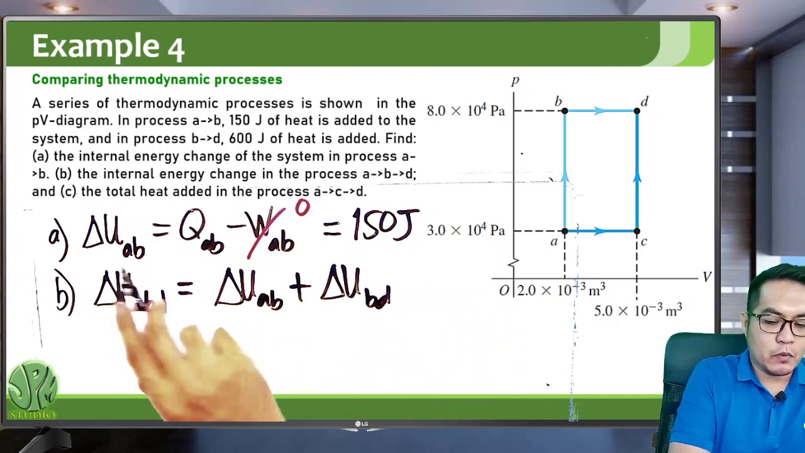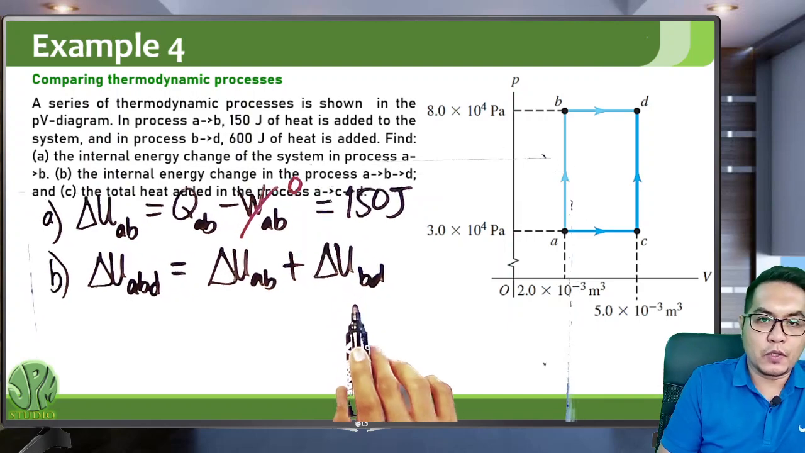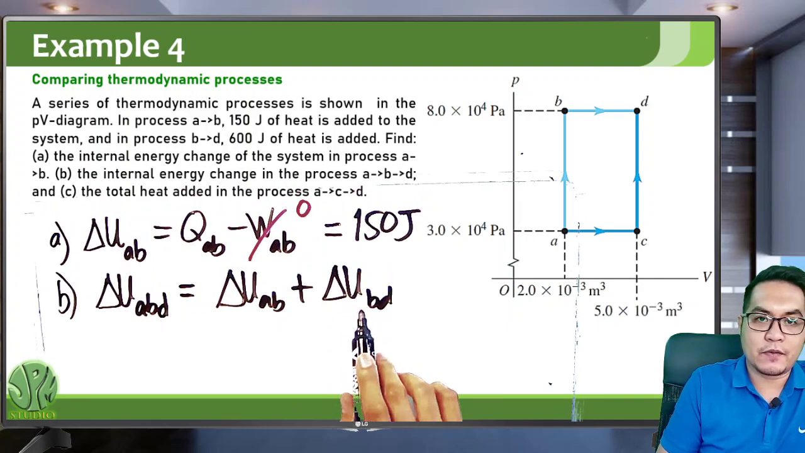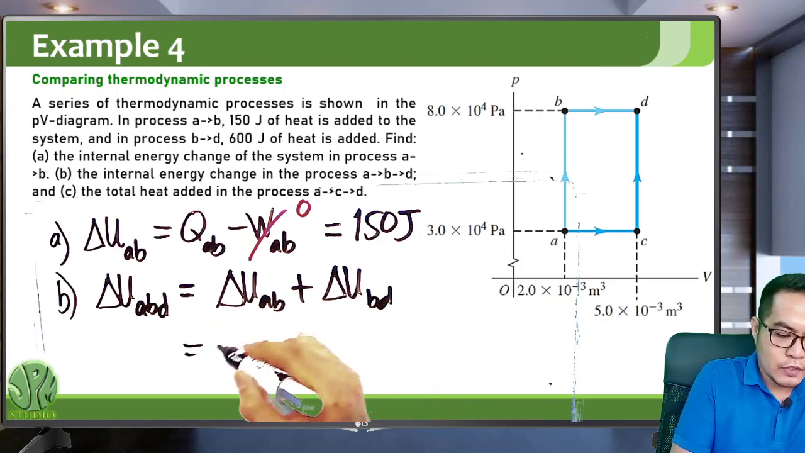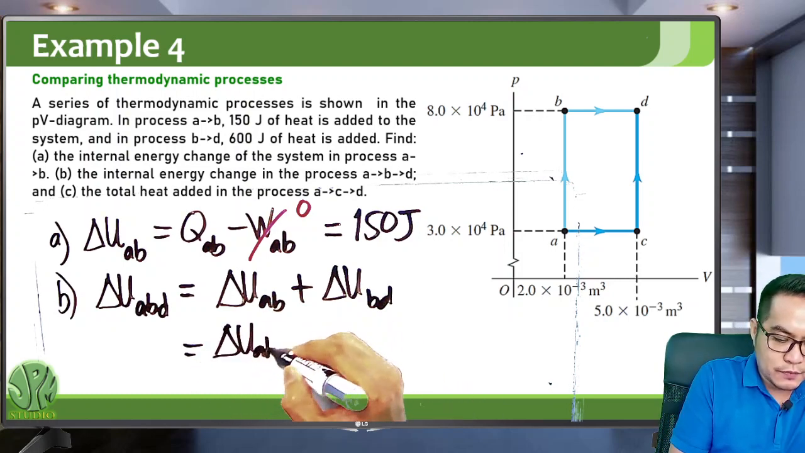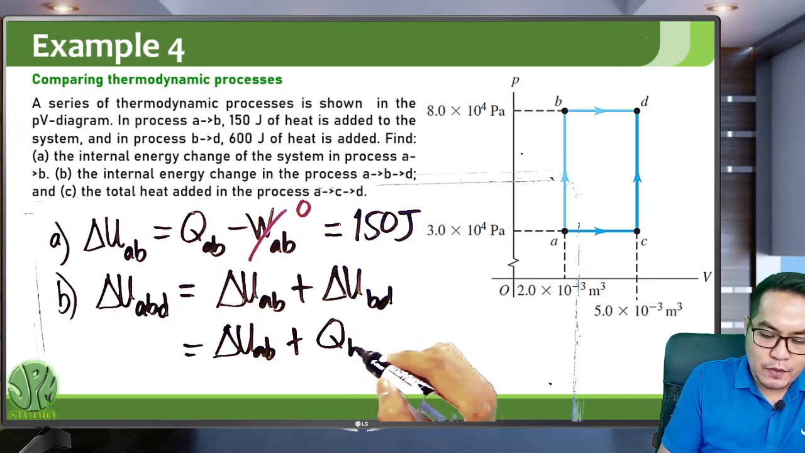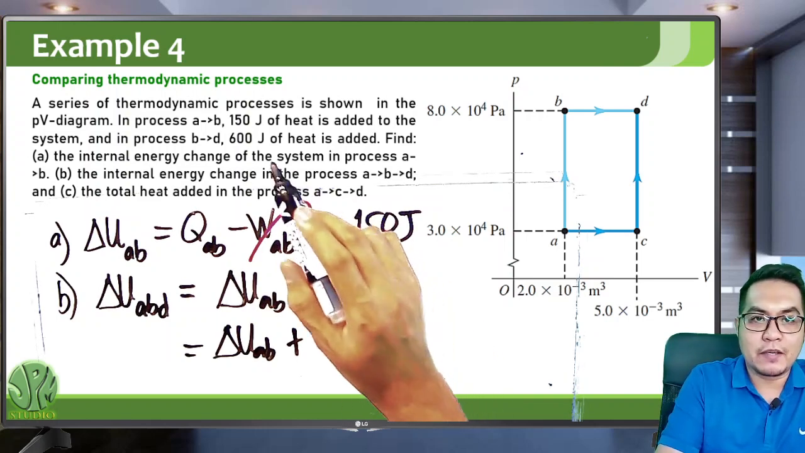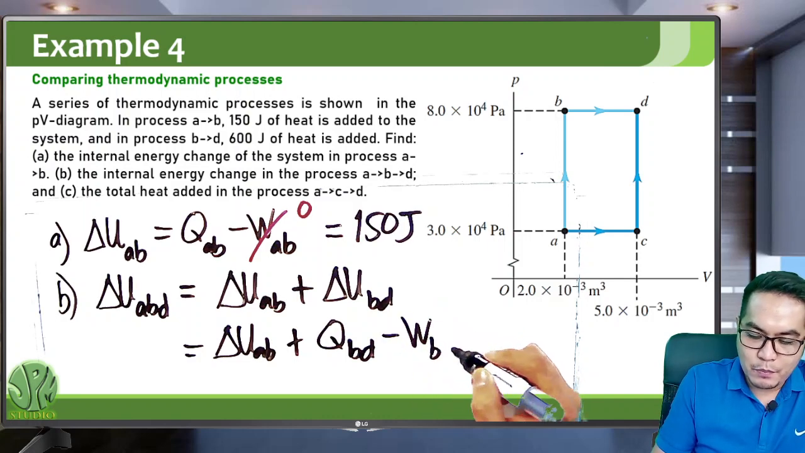From A to B, we already know this one. It's 150 joules. So all we need to look for is the change in internal energy from B to D. And this one is just the heat absorbed from B to D, which is given as 600 joules, minus the work done from B to D.